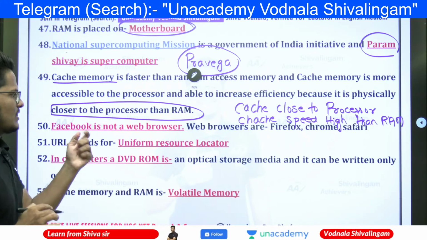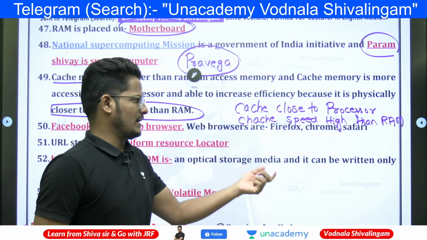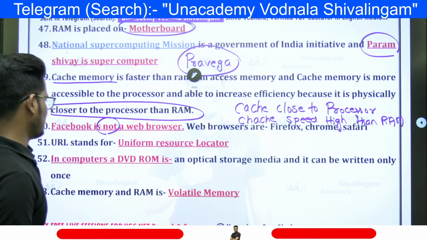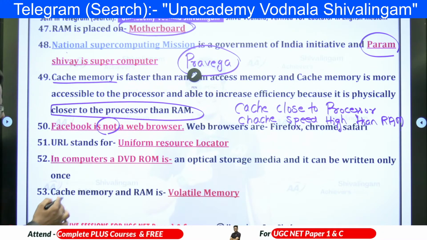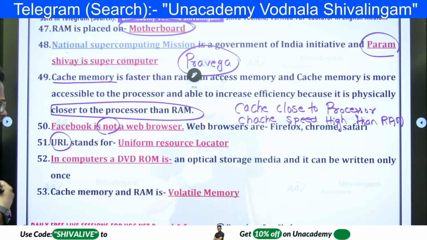Next, Facebook is not a web browser. Facebook is a social media platform. Web browsers are Firefox, Chrome, Safari; all of these come under web browsers. URL stands for Uniform Resource Locator, which is the identity of the website of a particular host.